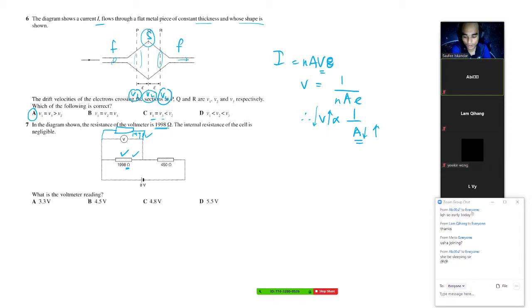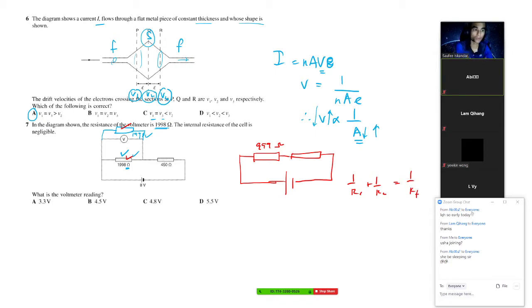So the equivalent resistance between the resistance of the voltmeter and the resistance in the circuit. If you combine both of them, is it parallel or series? Both of them are in parallel. So if you combine the voltmeter resistance with the resistance on the circuit, the answer is 999 ohm. If you combine, it's 1 over R1 plus 1 over R2 equals 1 over R3. So it will be 999 ohm.